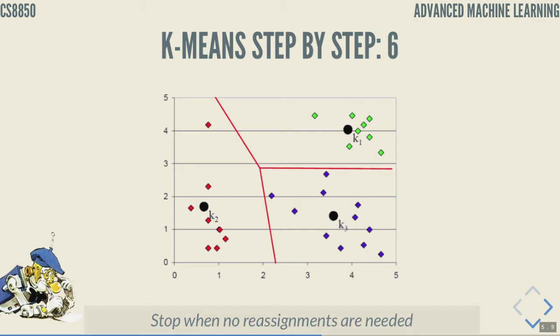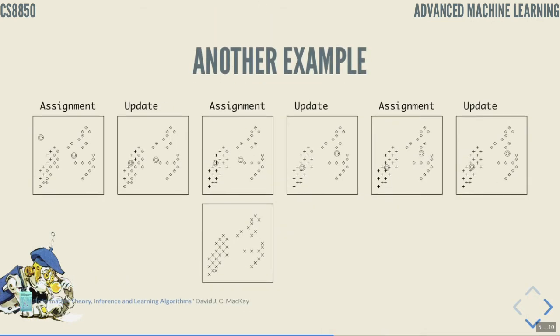Just to drive the point home, let's look at another example due to David MacKay. This is our data that we're working with. We start with random locations of the means, and as you see, we've done this assignment. The border, the Voronoi cells, must be linear, so everything here closest to this mean was assigned to the diamond cluster, and everything closer to that mean was assigned to the plus cluster.